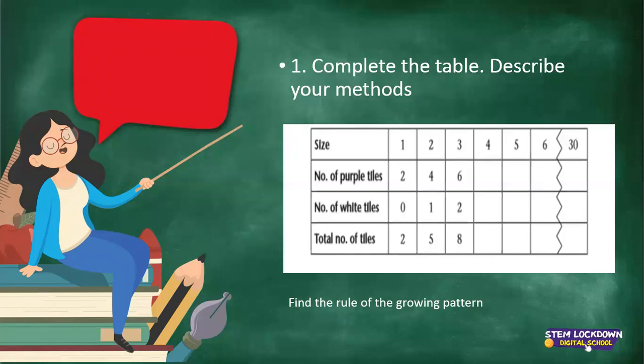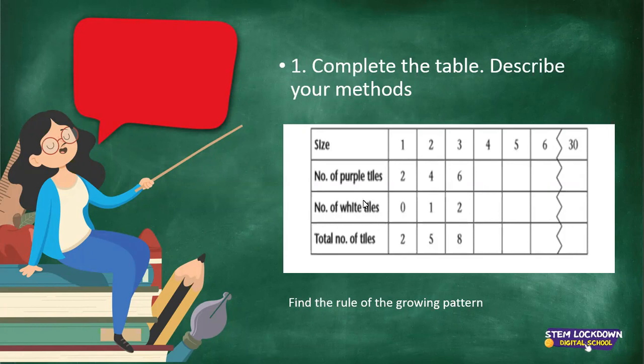All right, now that we've noticed that the number of purple tiles is growing by 2 on each pattern, what we do is multiply each size by 2, right? We saw the first size, 1 multiplied by 2 has 2, and then 2 multiplied by 2, we'll have 4. 3 multiplied by 2, we'll have 6. 4 multiplied by 2, we'll have 8, and 5 multiplied by 2, we'll have 10 tiles, right?